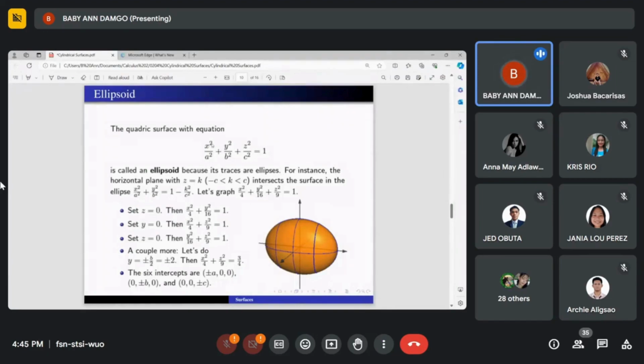We have x squared over a squared plus y squared over b squared plus z squared over c squared equals 1. So if a, which is equal to b equal to c, is equal to 1, the result is a sphere. It is the same idea in two-dimensional. We have x squared over a squared plus y squared over b squared equals 1. If a or b is equal to 1, the result is a circle.